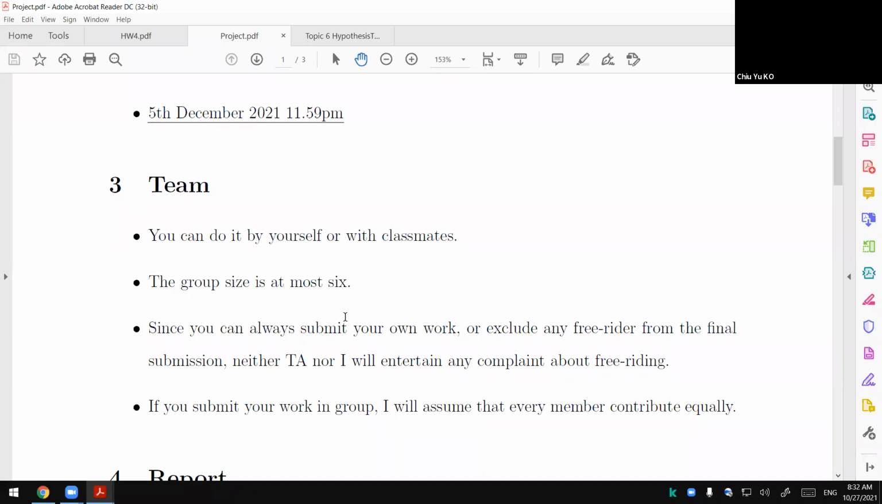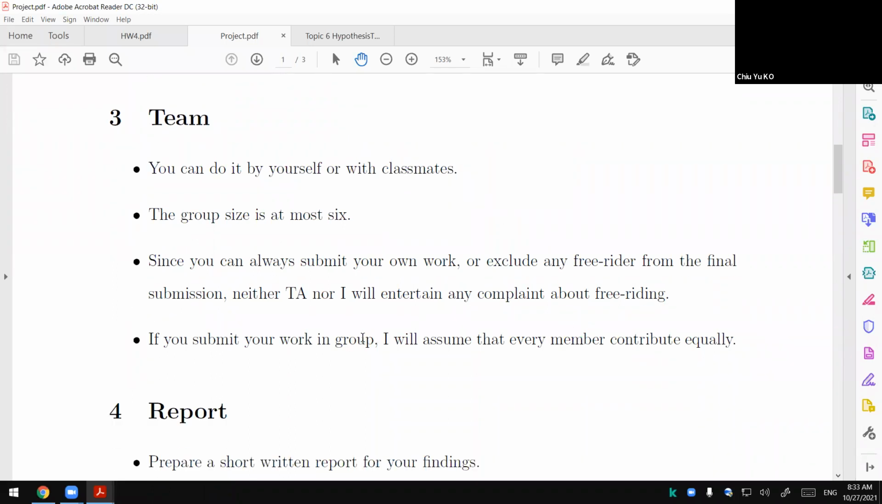At most, I think it should be 6. If you need more than 6, let me know, but I think you should have no more than 6 people. Otherwise, if the whole class submits one project, it probably defeats the purpose. So I think 6 would be the maximum number I should allow, unless you're doing a very big project, then talk to me if you need more than 6. And as I said, I assume there's no free riding. If there's free riding, you should drop them out.